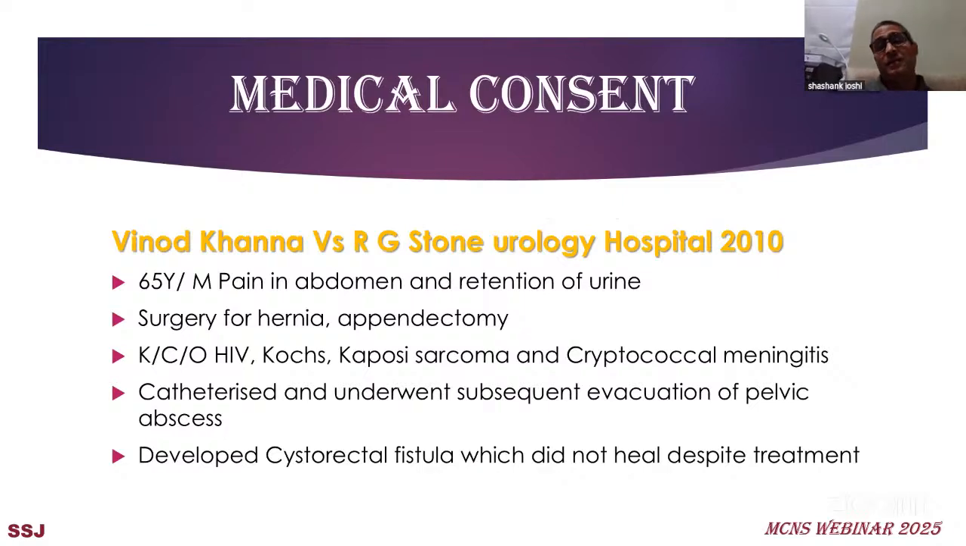So recently, this interesting case happened in India, Vinod Khanna versus RG Stone Urology Hospital. This 65-year-old man presented with pain in the abdomen and retention of urine. He was operated in the past for hernia and appendicectomy. And he was a known case of HIV, Kaposi sarcoma, and cryptococcal meningitis. The patient was catheterized and subsequently underwent evacuation of a pelvic abscess. Unfortunately, this patient developed a cystorectal fistula, which did not heal despite the treatment.